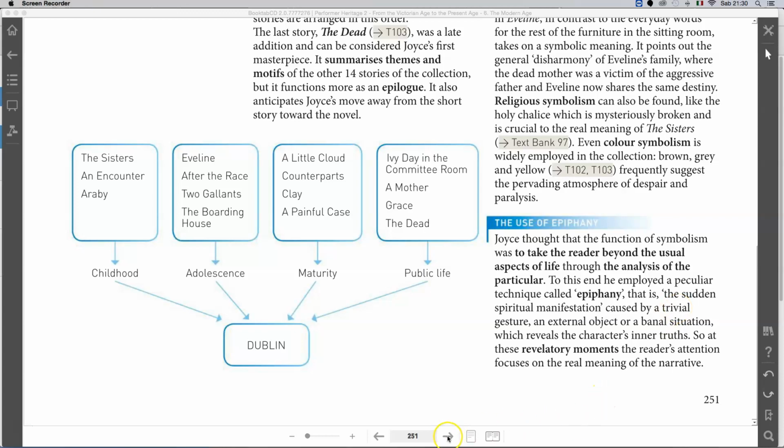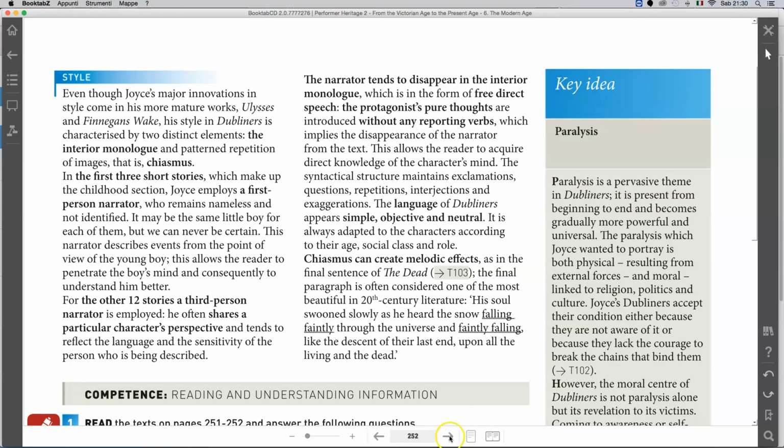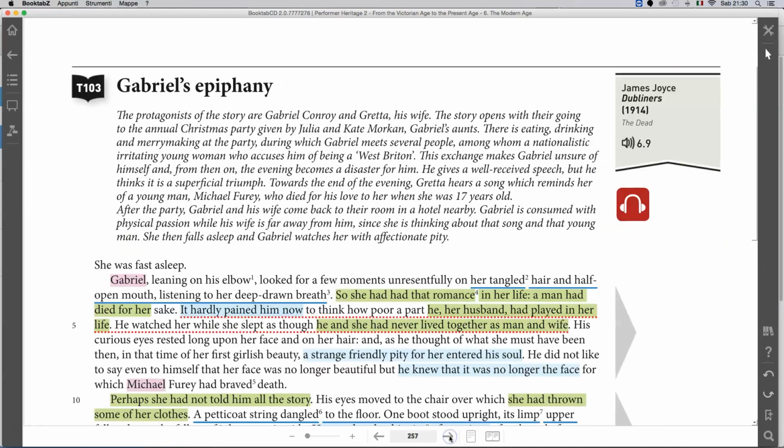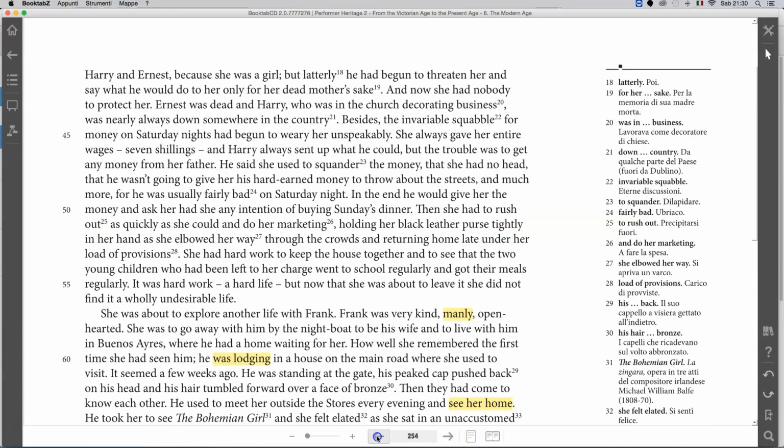And after this, we are going to talk about the style, and after this, I just want to focus our attention on the passage Gabriel's epiphany, which is very important, and it is the conclusion of the Dubliners, and we're going to analyze this passage. But let's start from the beginning now.